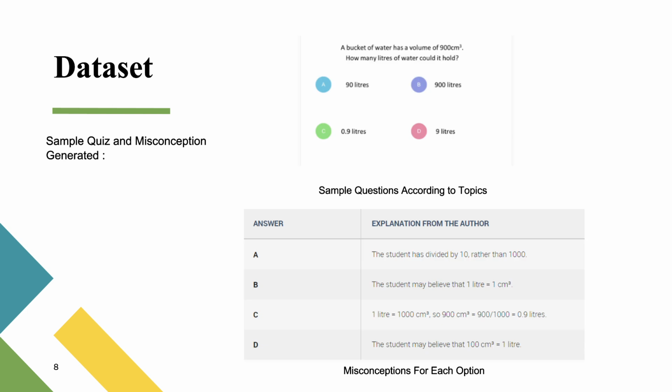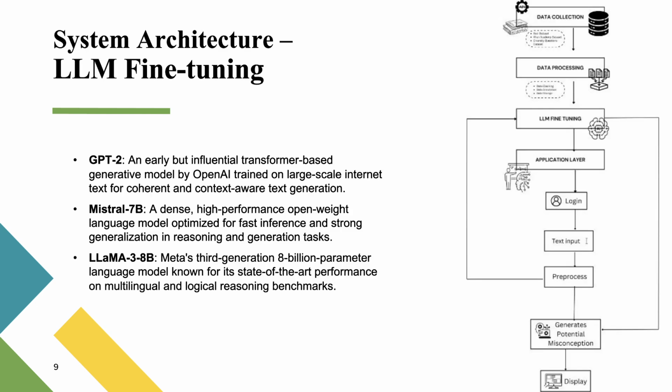Here's a look at how MisMath works. For each topic, we show a question and how our tool explains the mistakes for each wrong answer. Each explanation is tied to a real misunderstanding students often have. We fine-tuned three large language models to generate these explanations. GPT-2, Mistral AI, which is a powerful open source model, and Llama from Meta, which is great at reasoning.